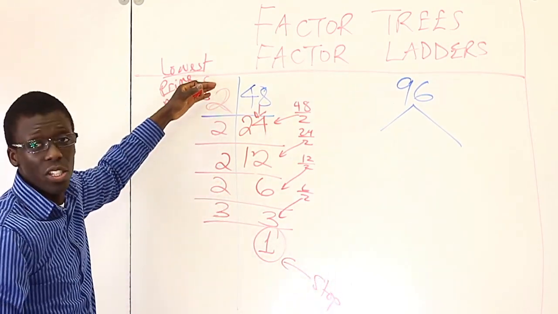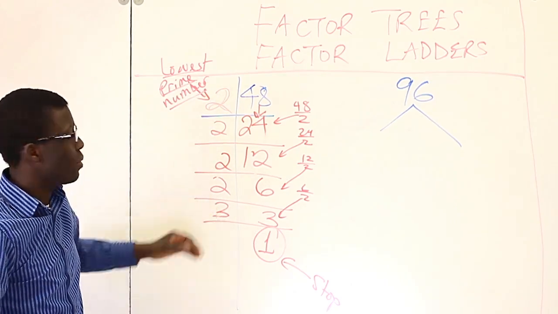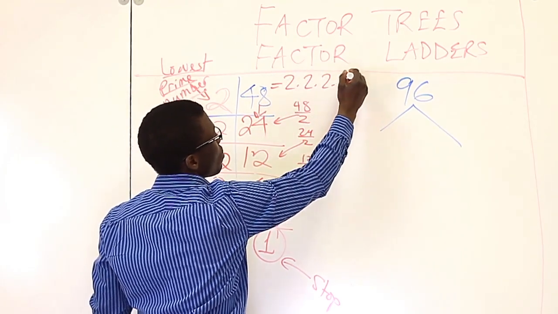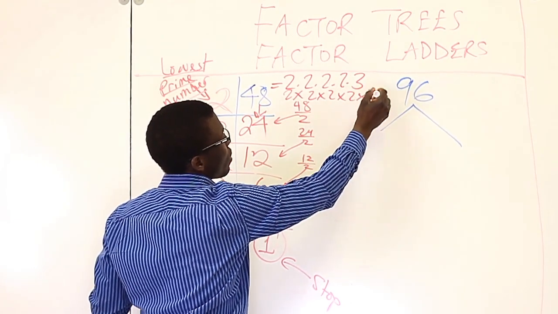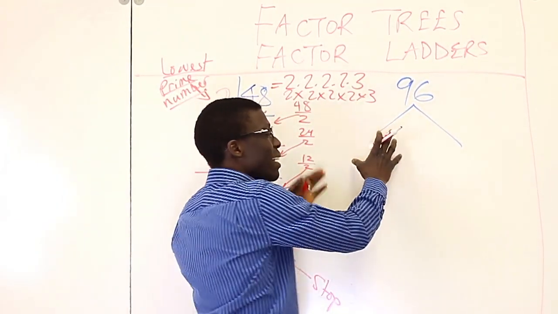So the prime factorization of 48 is 2 times 2 times 2 times 2 times 3, okay? And so you can write that out, 2 times 2 times 2 times 2 times 3, or you can write it with the times symbol. That's fine. Okay?